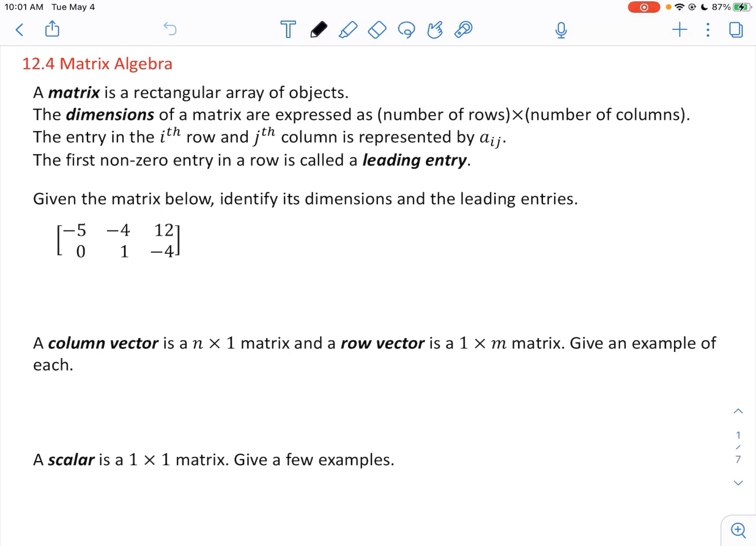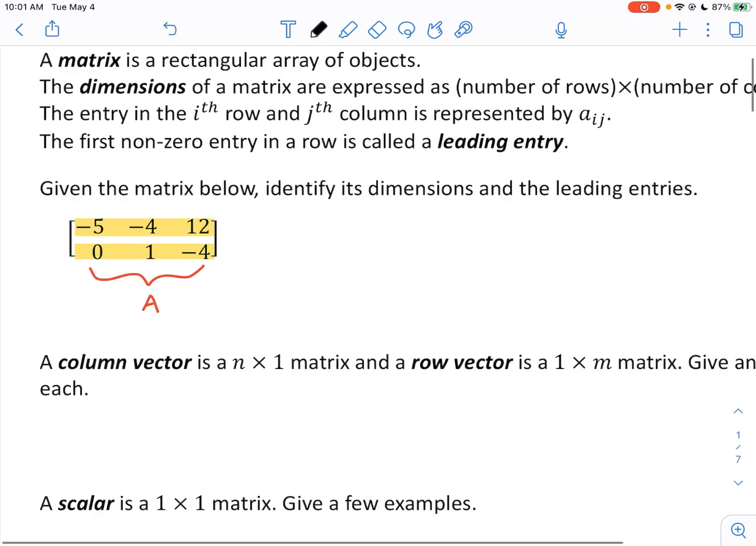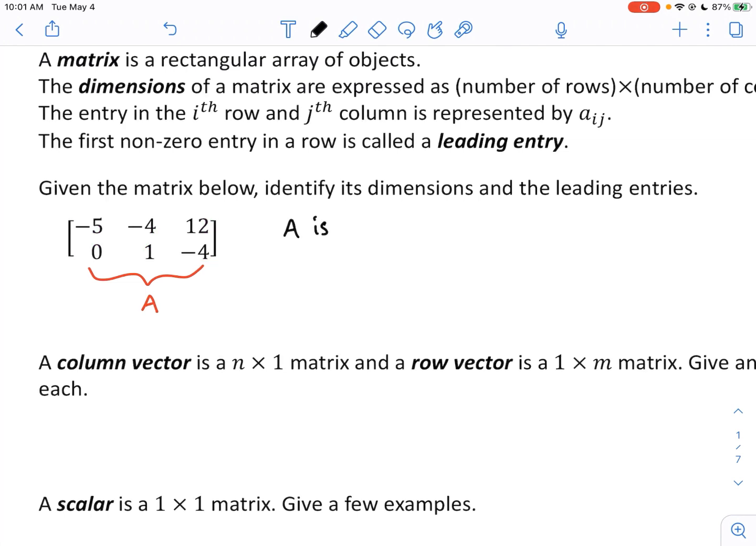So let's call this matrix here matrix A. A has 2 rows and 3 columns. So we say that A is a 2 by 3 matrix. Now to identify the leading entries, we look row by row. So looking at the first row right here, the first non-zero entry is this -5 right here. -5 is in the first row and first column. So it's in the 1, 1 position.